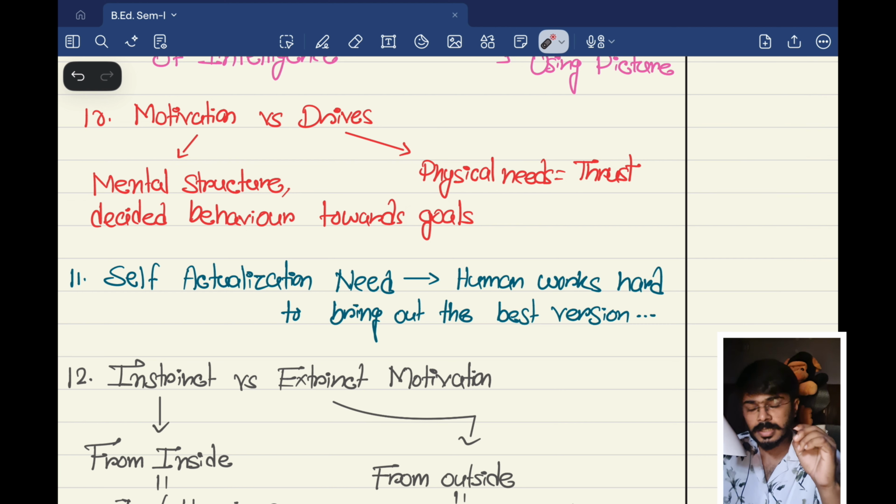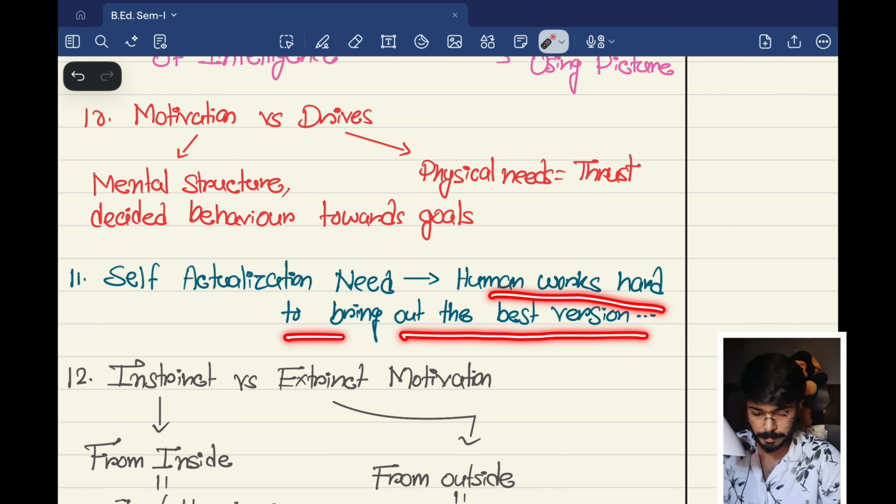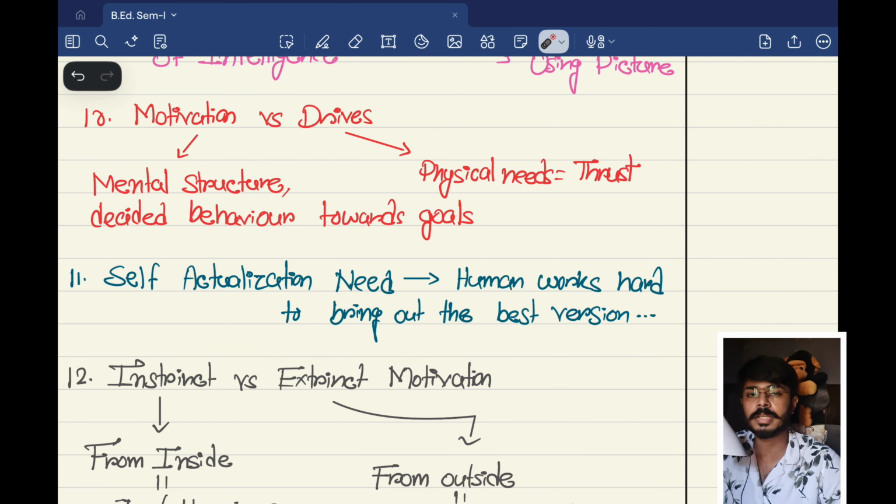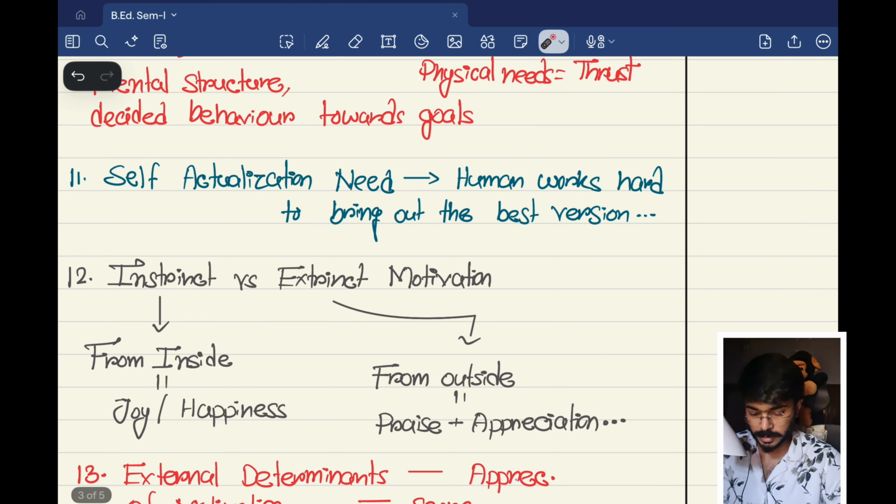So self-actualization need means you are working hard in such a way that you have that intention to bring out the best possible outcome from within yourself. So this is called a self-actualization need, that a human works hard to bring out the best version of herself or himself. Then instinct versus extinct motivation. So it is talking about motivation and instinct and extinct, various factors of inside and various factors of outside or external factors.